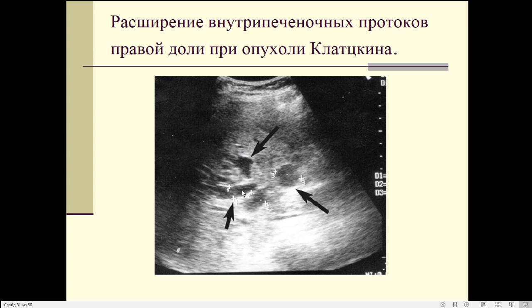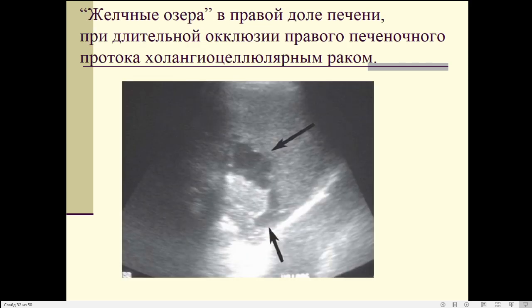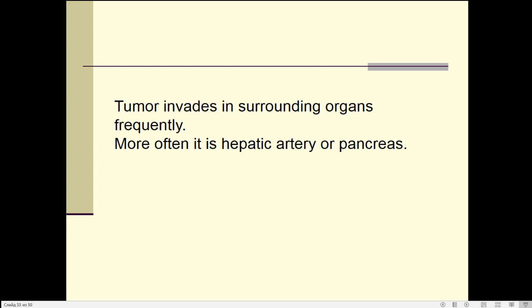Now here the intrahepatic ducts of the right lobe are widened, the same on the left. Tumor frequently invades surrounding organs, more often the hepatic artery or pancreas.